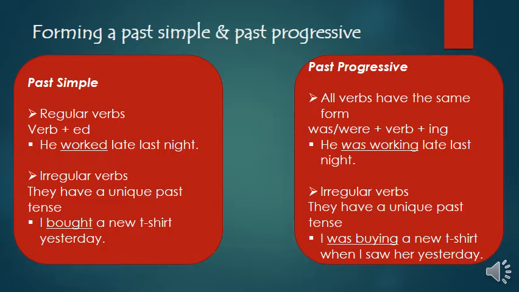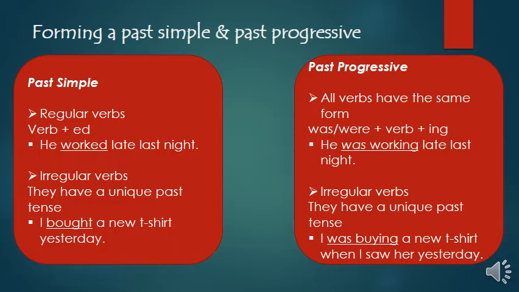Irregular verbs. As we said before, irregular verbs have a unique past tense. So, in the past progressive, since there is no difference, how is the verb going to be changed to the past? We also just add was or were, use the base form of the verb and ing, like I was buying a new t-shirt when I saw her yesterday.